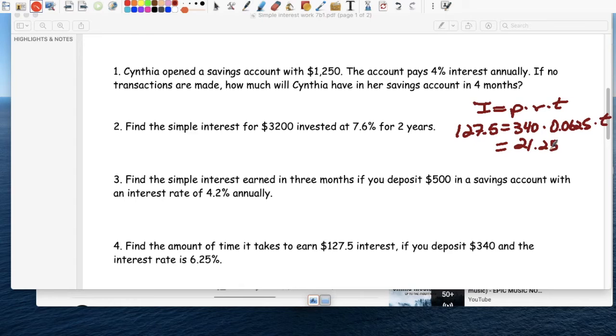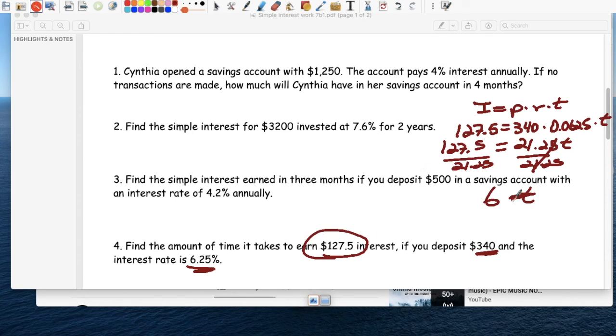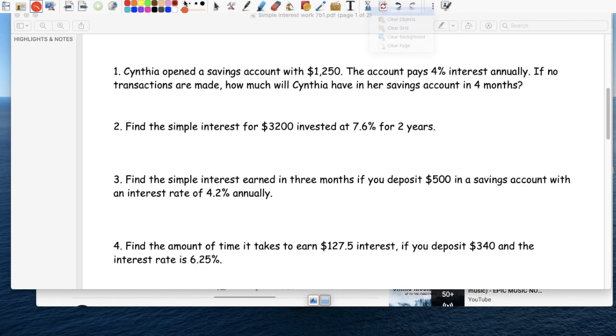So 21.25T equals 127.5 on the other side. We're going to divide both sides by 21.25. T equals 127.5 divided by 21.25, and it gives us a nice number, surprisingly. The amount of time that you have to leave $340 in a bank account paying you 6.25% so that you can earn $127.50 is 6 years. Okay? And that was literally it.